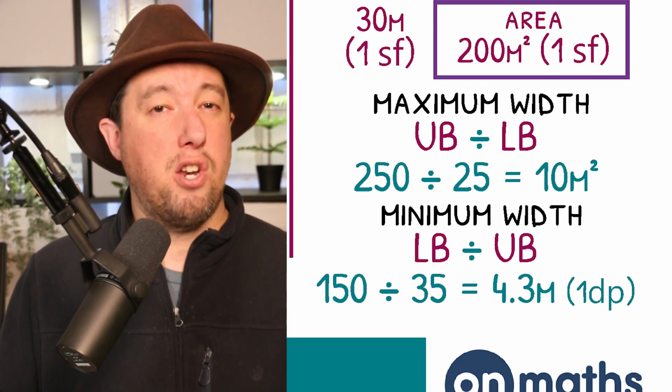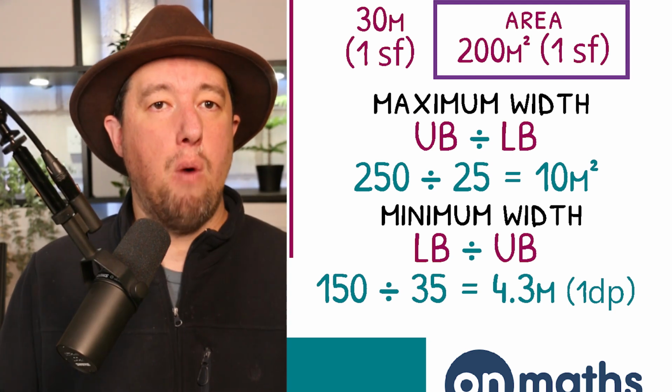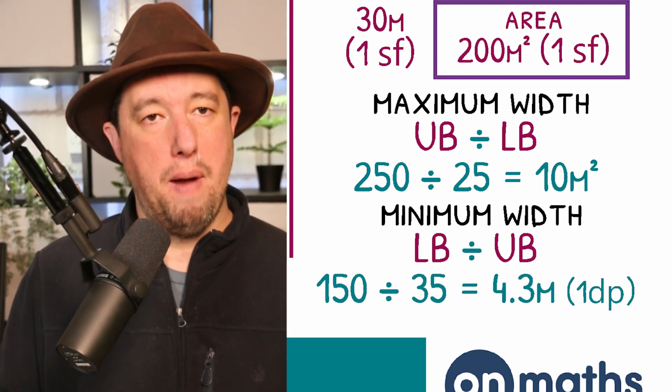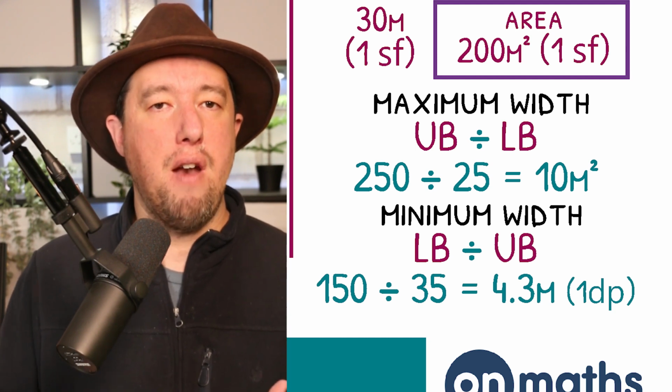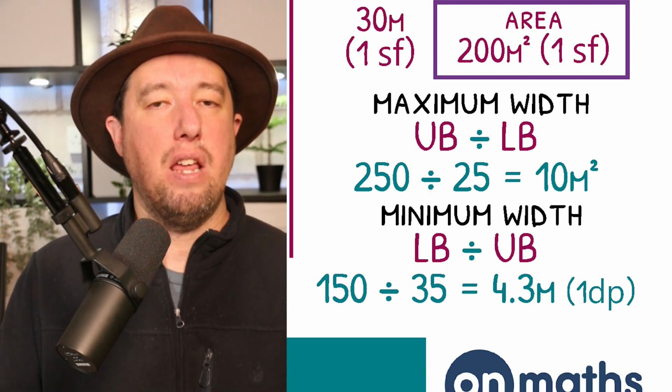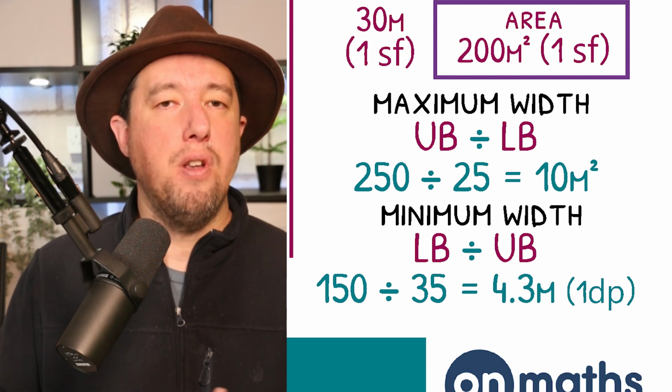Whenever we use subtraction or division, we must think about what we want to be an upper bound and what we want to be a lower bound. Imagine we have a different rectangle that has an area of 200 meters squared and a length of 30 meters, each to one significant figure.